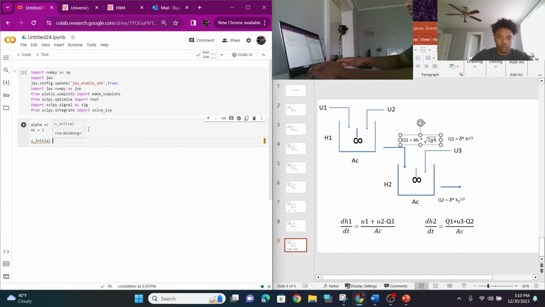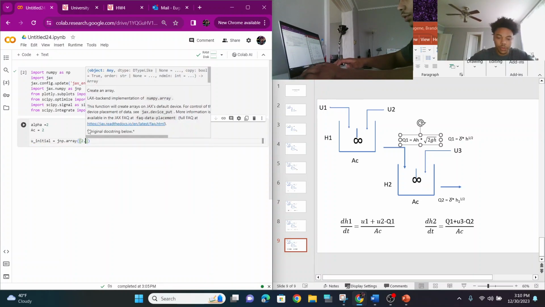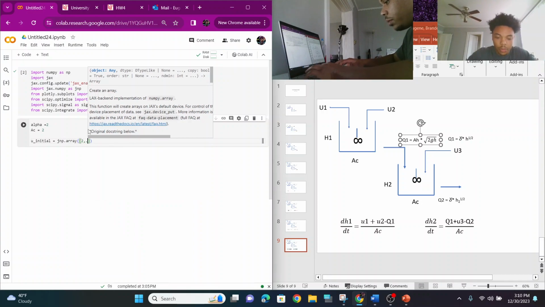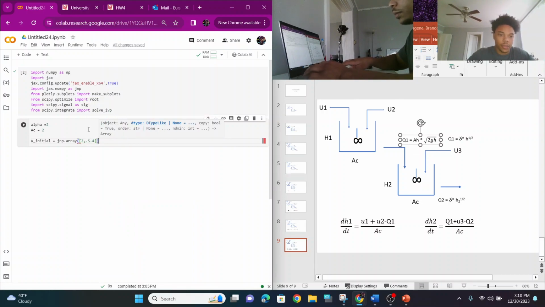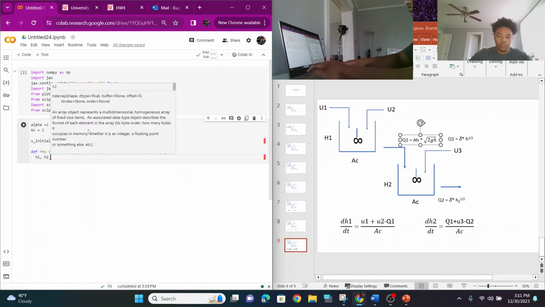So our initial flow rates in are going to be equal to 2, 0.5, 0.4, and we're going to be using a Jacobian method today, which is why we're using JAX and NumPy for jax. And we're going to define our right hand side with our different variables, T, H, and U. For our H, we're going to have two different heights, H1 and H2.